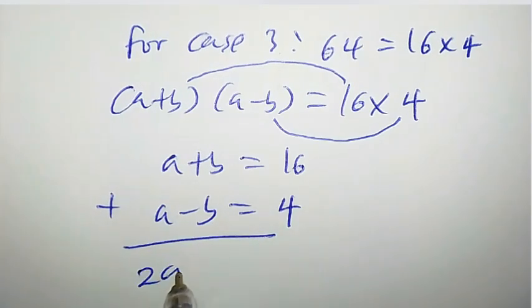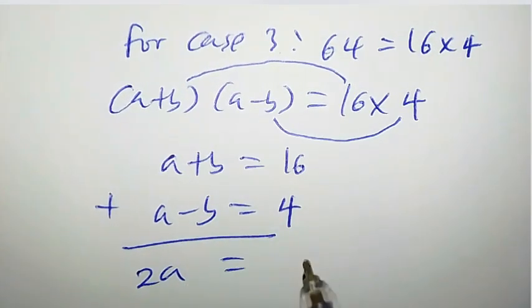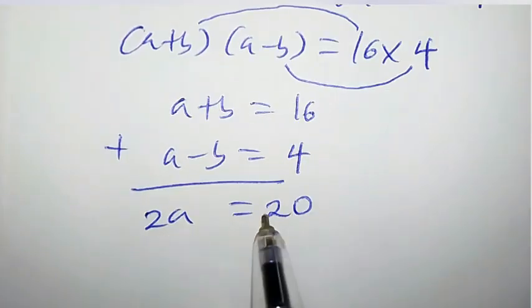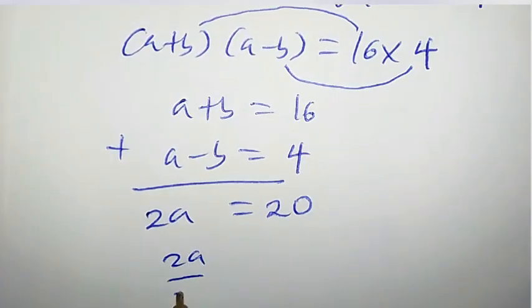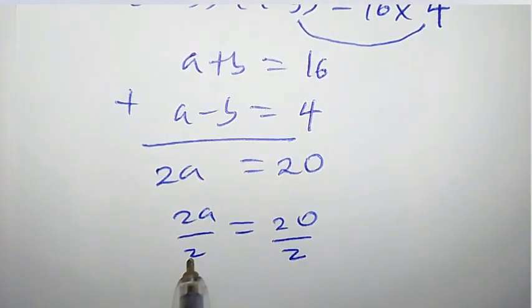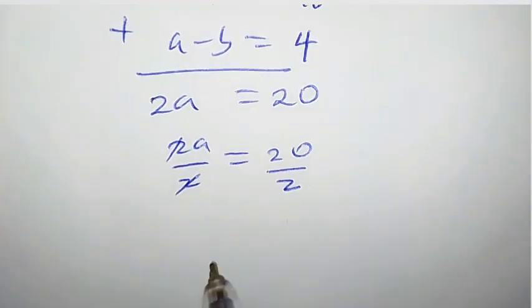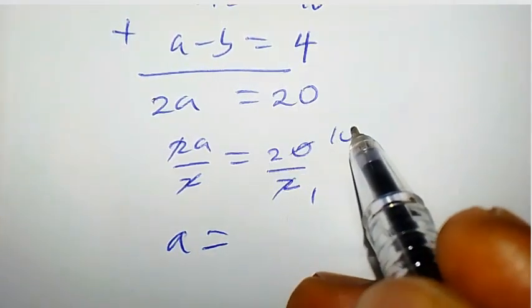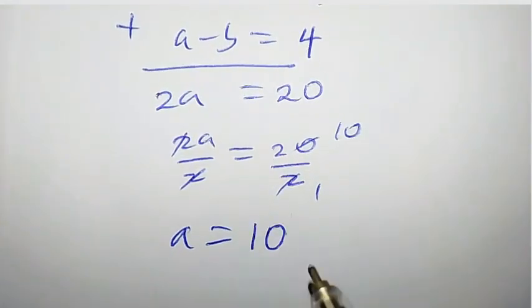a plus a, that is 2a, b minus b is 0, equal to 16 plus 4, that is 20. Let's divide both sides by 2. 2a over 2 equal to 20 over 2. Clearly, 2 cancels 2, so the value of a is equal to 20 over 2, that is 10. So a equals 10.